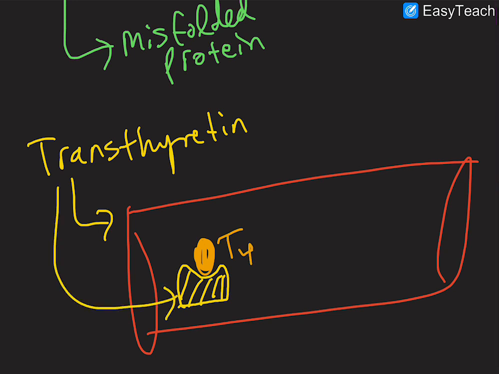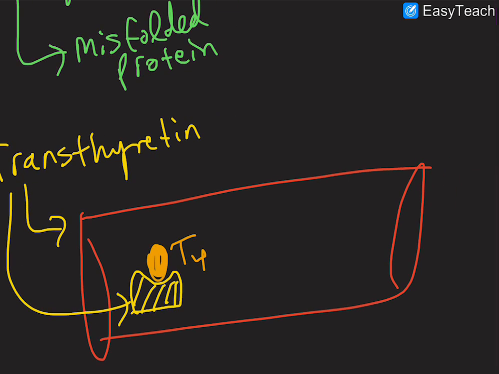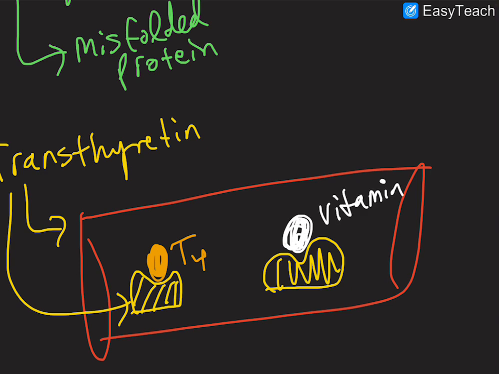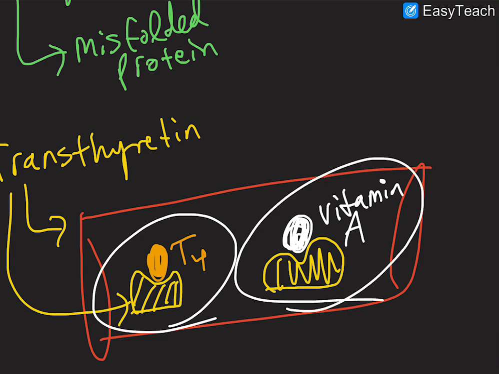So one job of transthyretin is to transport T4. And another job of transthyretin is to transport retinol, or vitamin A. So we can draw that here, which is obviously a really bad drawing. I'm not a good artist. Let's do a different color, white, for vitamin A. So transthyretin is a normal serum protein that transports T4 and vitamin A.